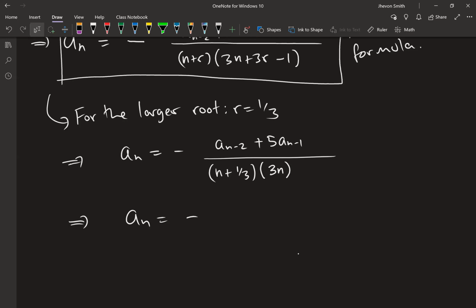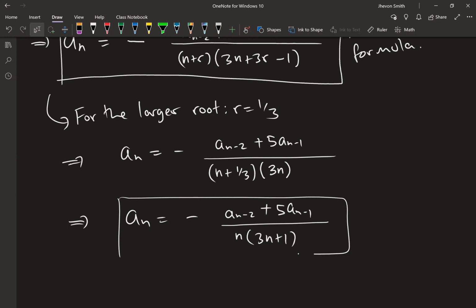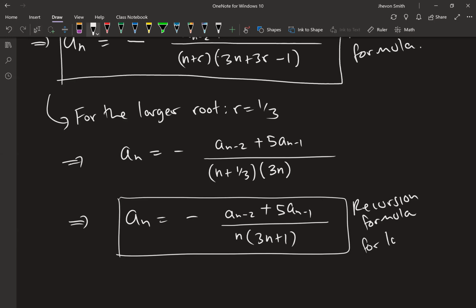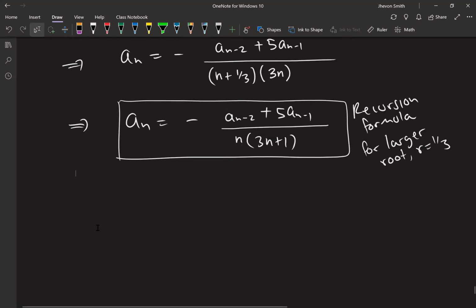And so this would be a_{n-2} + 5a_{n-1} over, take this 3, multiply over there, I would get n times (3n + 1). So that looks a little nicer. So this is the recursion formula for the larger root. And that cleans up nicely, which makes me think that we are on the right track for the most part.